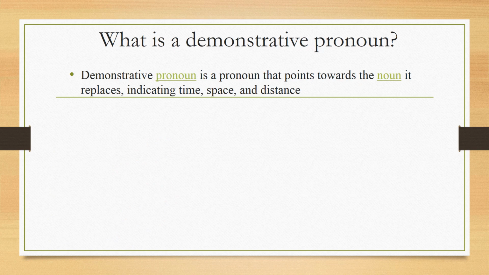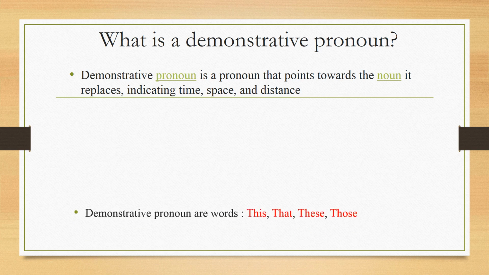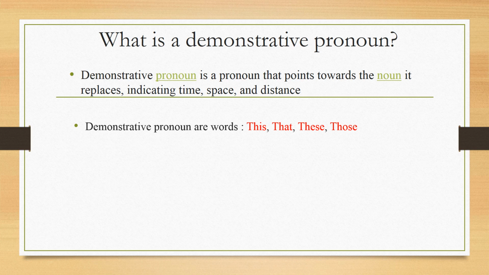What is a demonstrative pronoun? A demonstrative pronoun is a pronoun that points towards the noun it replaces, indicating time, space, and distance. This means that a demonstrative pronoun demonstrates or shows the position of an object. There are 4 types of demonstrative pronouns: this, that, these, and those. Singular demonstrative pronouns: this and that.